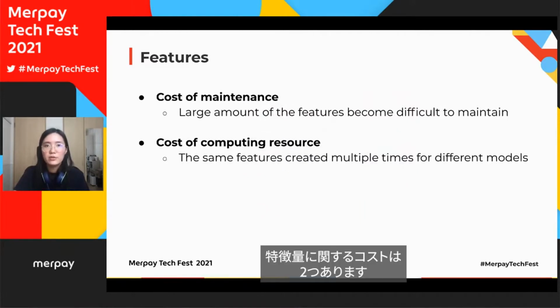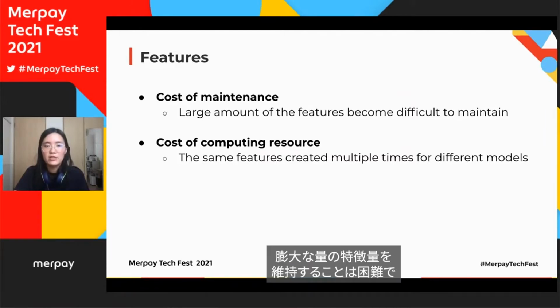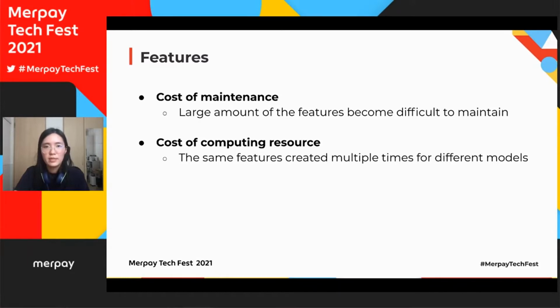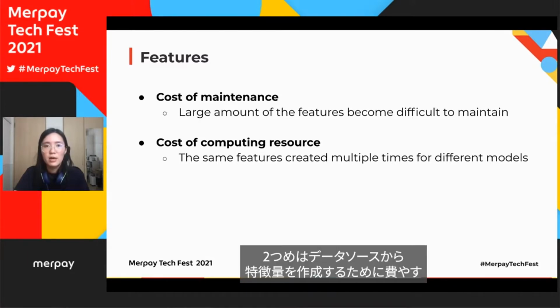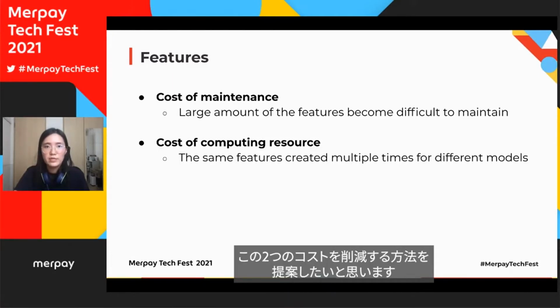There are two main costs around features. The first one is the cost of maintenance. A large amount of features is difficult to maintain, and we need to spend lots of engineering resources on it. The second one is computing resources spent on creating features from data sources. For these two costs, we are proposing a way to cut them both down.